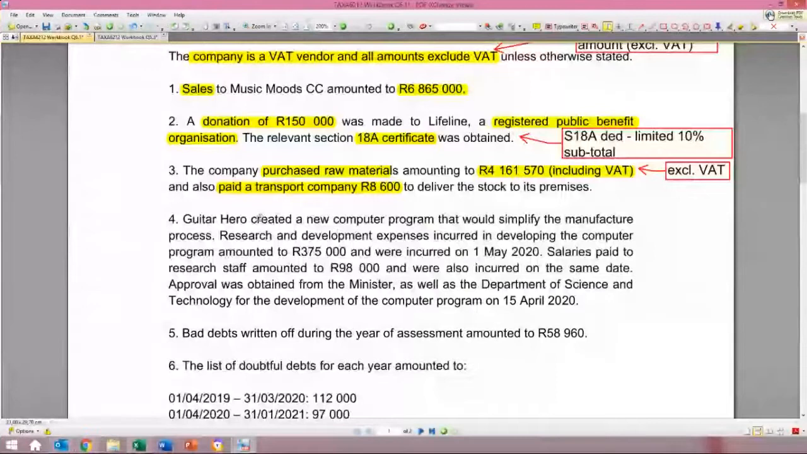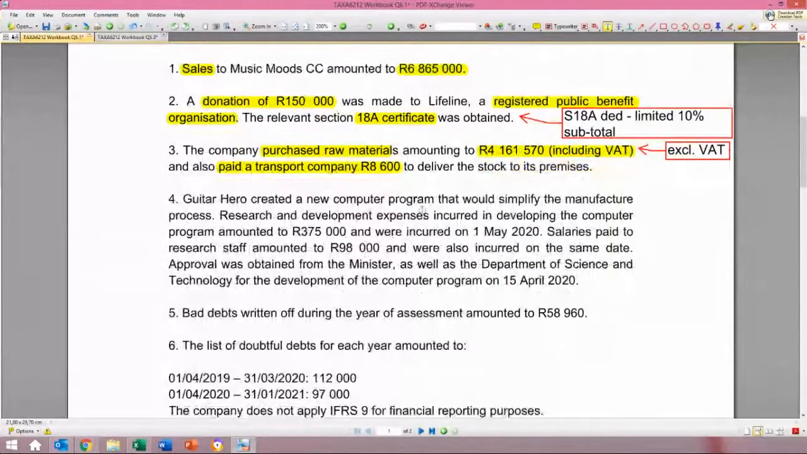Then point 4. If we read point 4, Guitar Hero created a new computer program that would simplify the manufacturing process. The research and development expense, so here they tell you it's a research and development expense, amounted to 375,000 for the computer program, and the salaries for the staff, 98,000, were incurred on the same date. Here they tell you that approval was obtained, so you know it's been approved. It is an expense, it is approved, and was developed for the computer program on 15 April 2020.